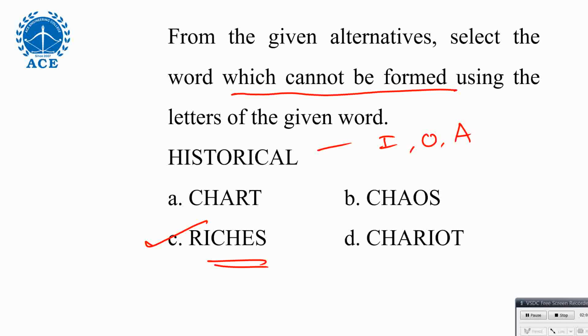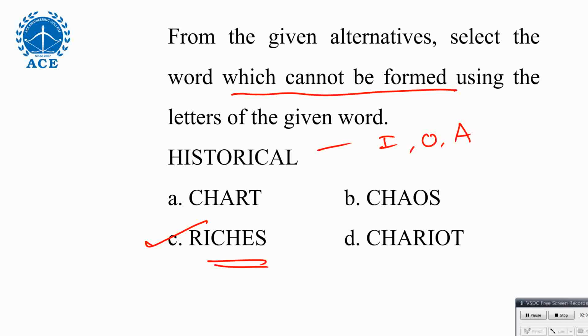So what about option A? In "historical", C is there, H is there, A is there, R is there, T is there. No problem, right? So "chariot" also you have all those things available. Some questions, C is given only one time in the question, but in the option C is used 2 times. Then it's not correct. The number of times available in the question is what you are allowed to use.